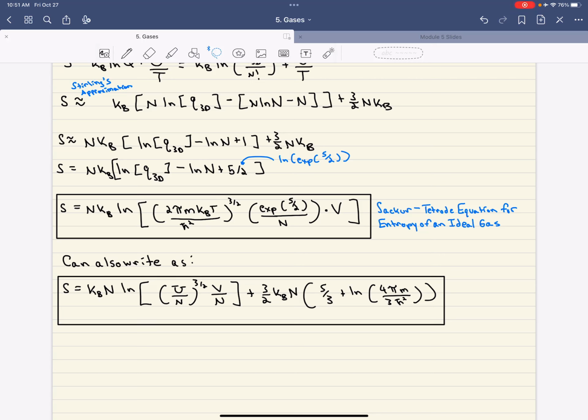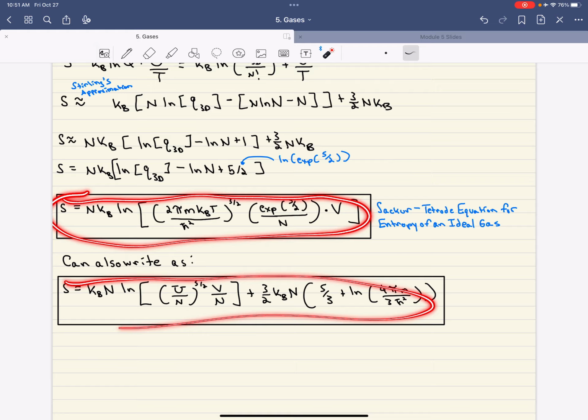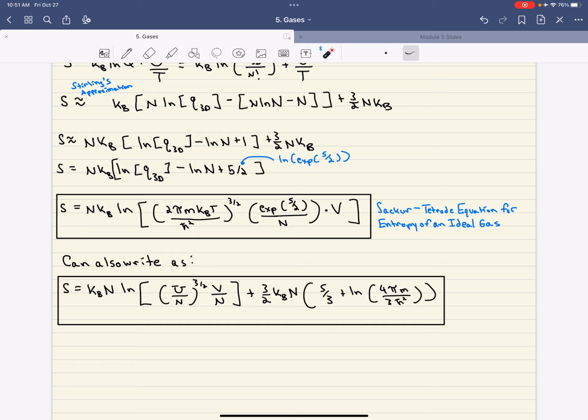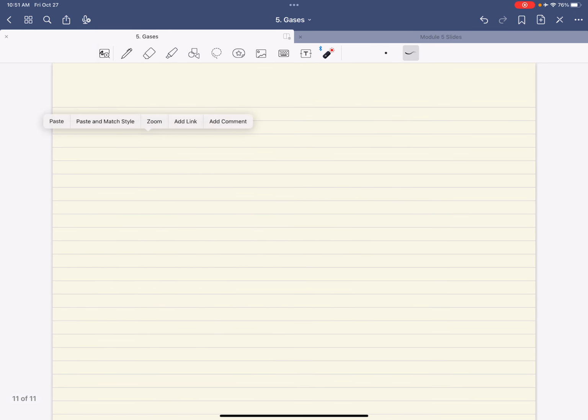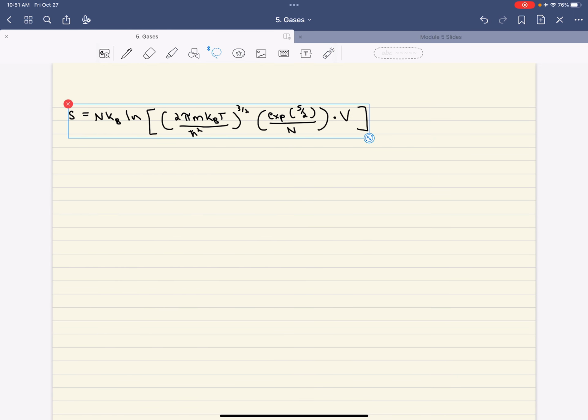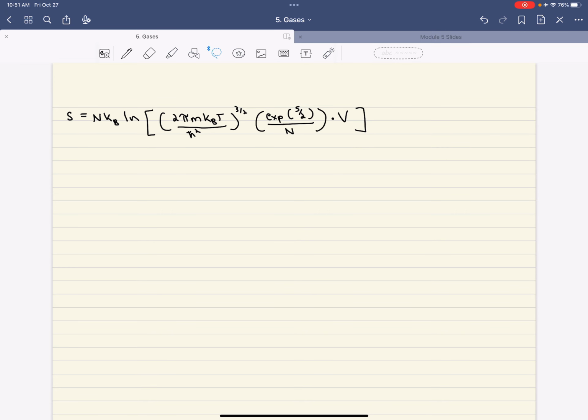So we have two equivalent equations for describing the entropy of a monatomic ideal gas, right? And we developed these equations by combining quantum mechanics and thermodynamics. All right, and so using these equations, we could derive several classical equations that you've seen before. Okay, so here I'm once again going to paste the Sackur-Tetrode equation, right?